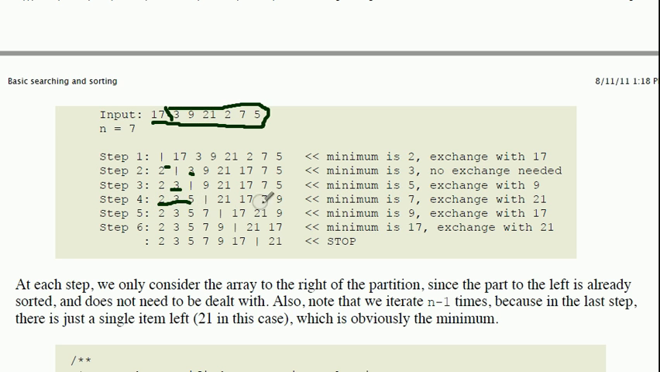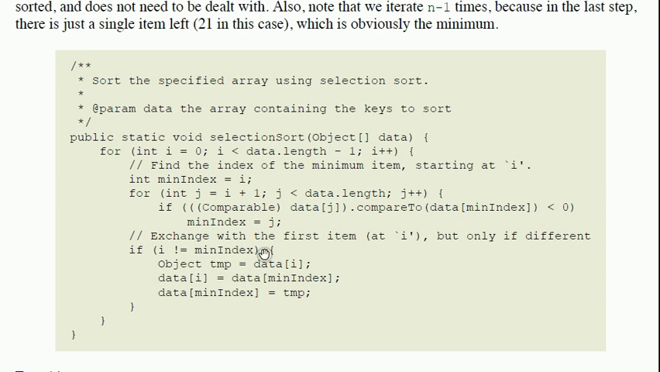That's how it is. 2, 3, 5, and there's 9. And then you compare 21, you find 7, and then 7 shows up. In the same way 9 shows up, and then 17, and then 21, and then you stop. That's how you do selection sort. It's as simple as it sounds, and the coding is not so complicated as well. Here, I'll show you.